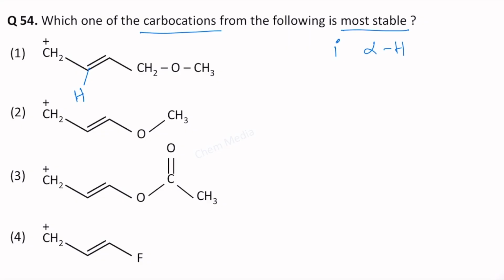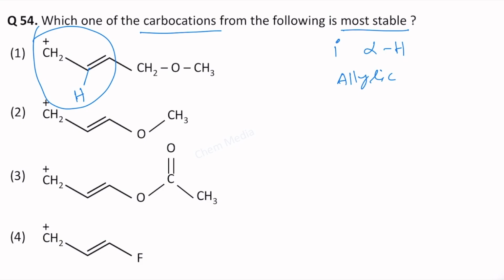And all the carbocations given are allylic. Therefore, we cannot take a decision based on hyperconjugation and resonance alone. We need to consider additional effects in this case, for example, positive mesomeric effect. Which functional group attached to the allylic unit would stabilize the charge?